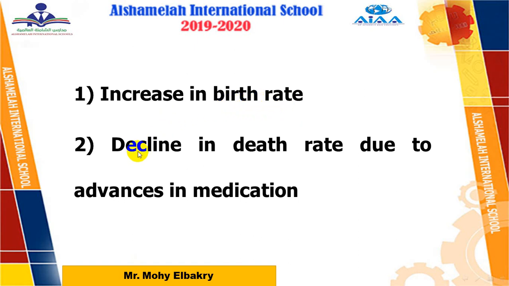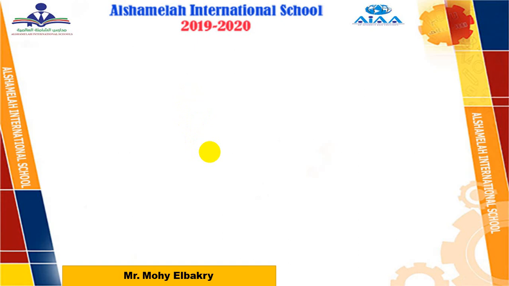Number 2, decline in death rate due to advances in medication. Decline is the antonym, or the opposite, of the word increase. So we can say decrease in death rate. The people who die are few. So here in number 1 and number 2, the number of people born is higher than the number of people who die. Let's move to number 3.